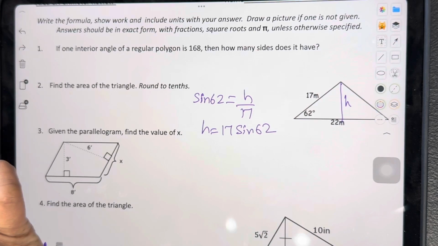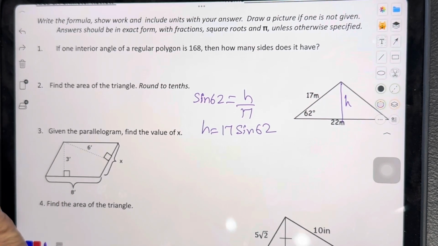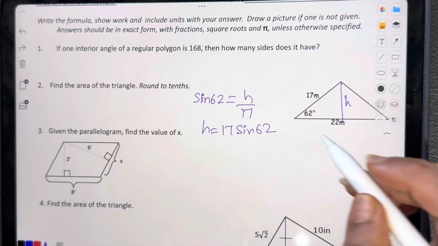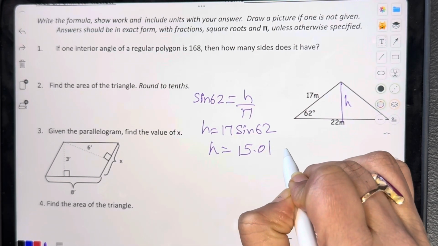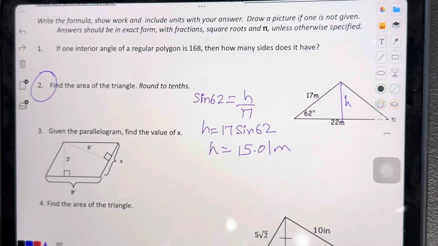Sine 62 times 17 is 15.01. Height is equal to 15.01 meter. That is for question 2. I hope you guys got that one.